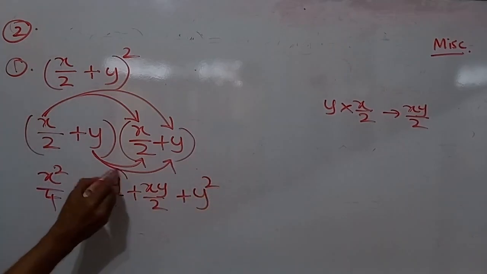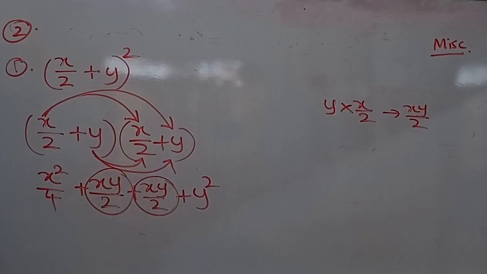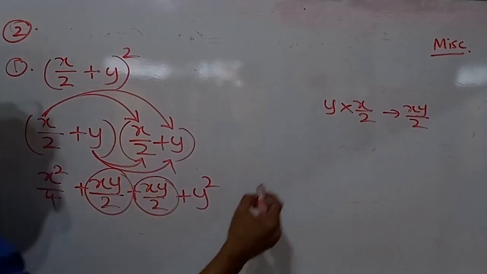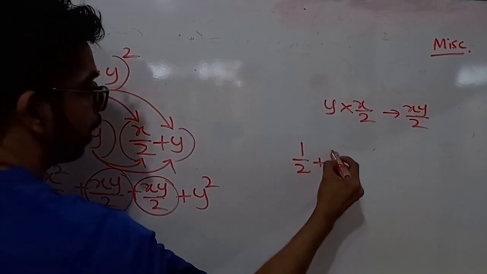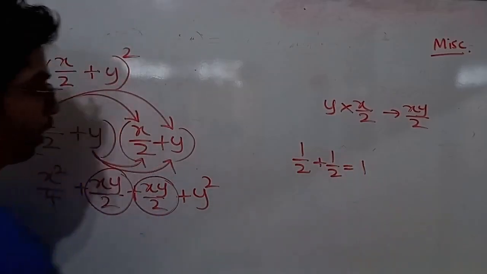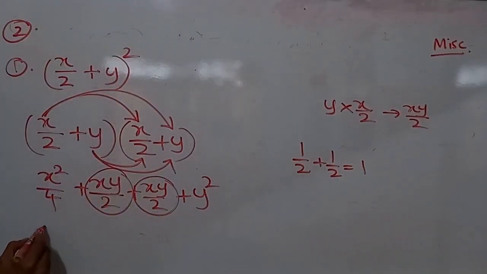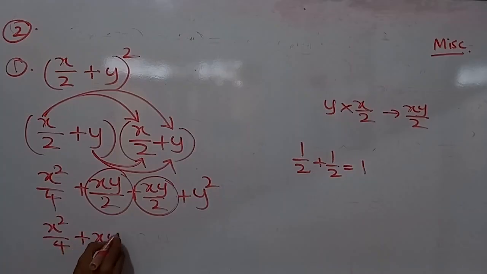Then look at these like terms. Right? What is this? Half and half, we know that makes a complete one. It is the same here. Right? So x squared by 4 plus xy plus y squared. So that's the answer to the first part.